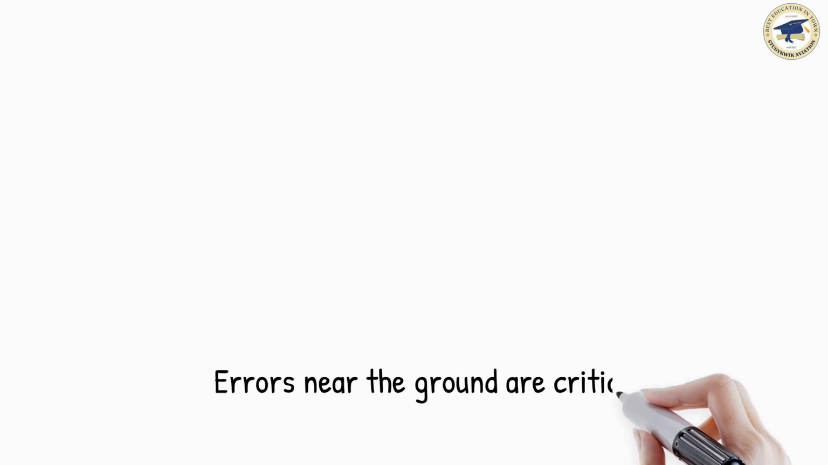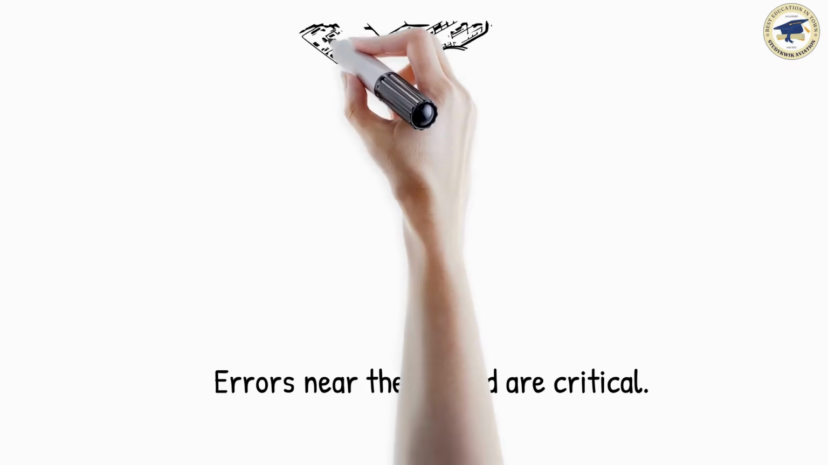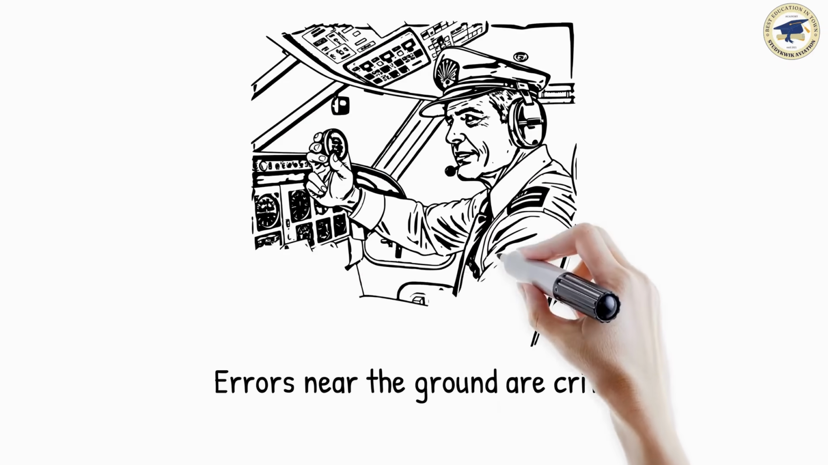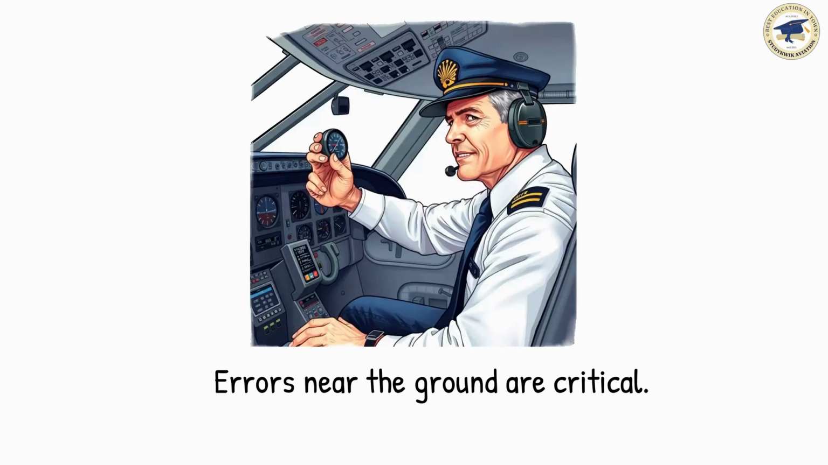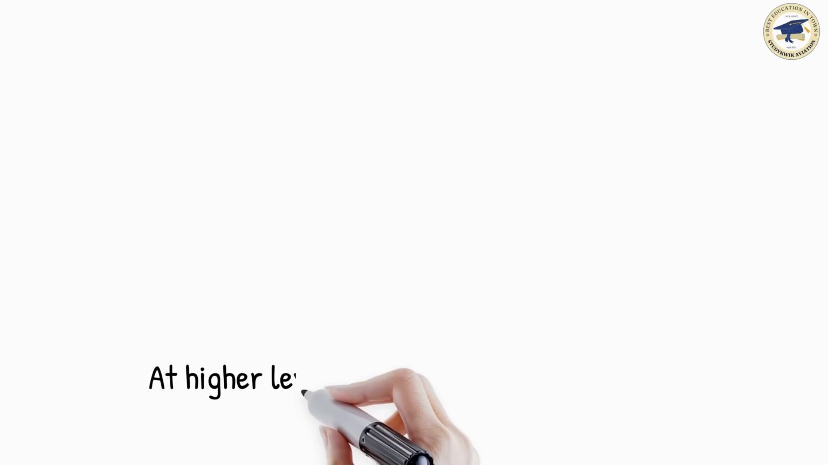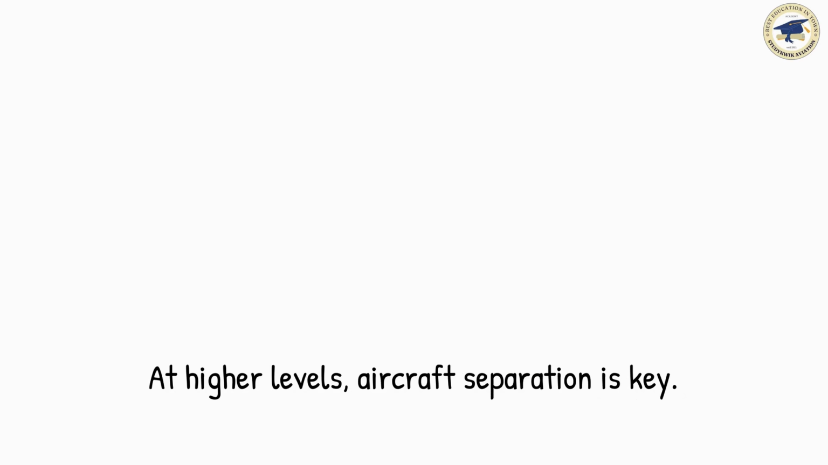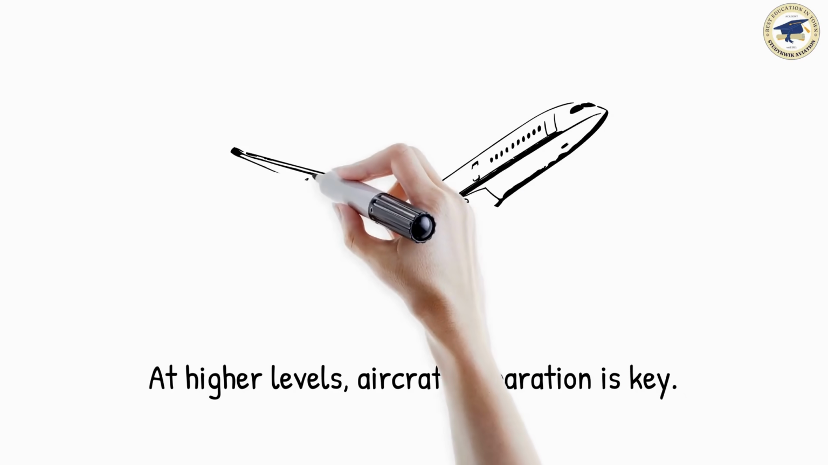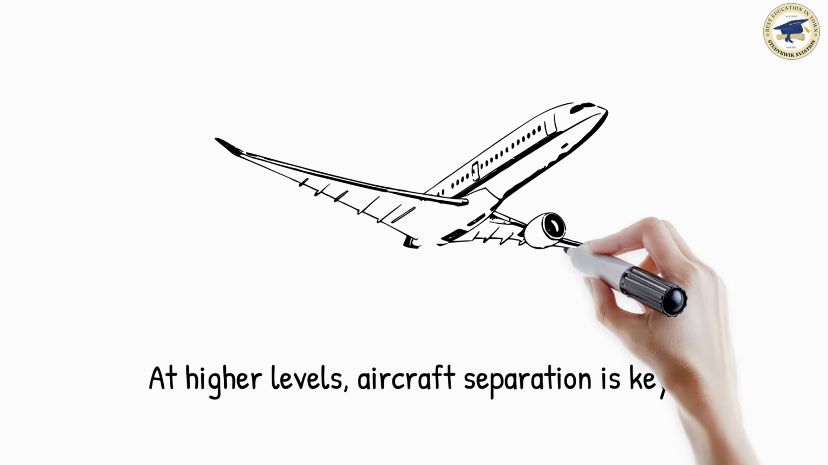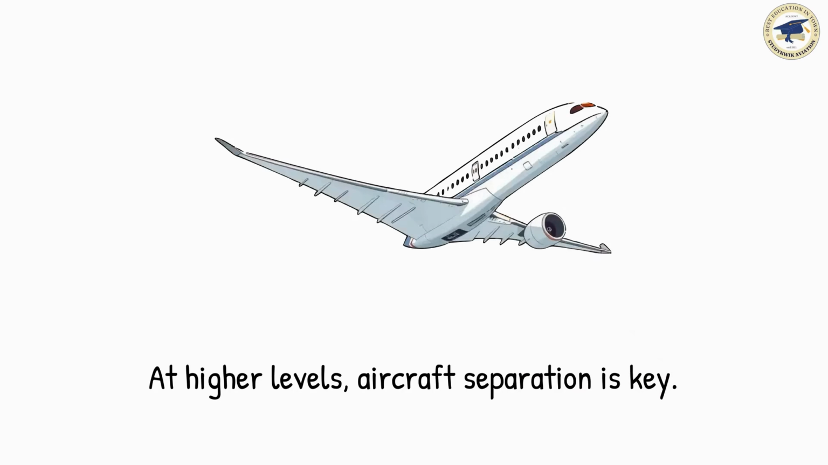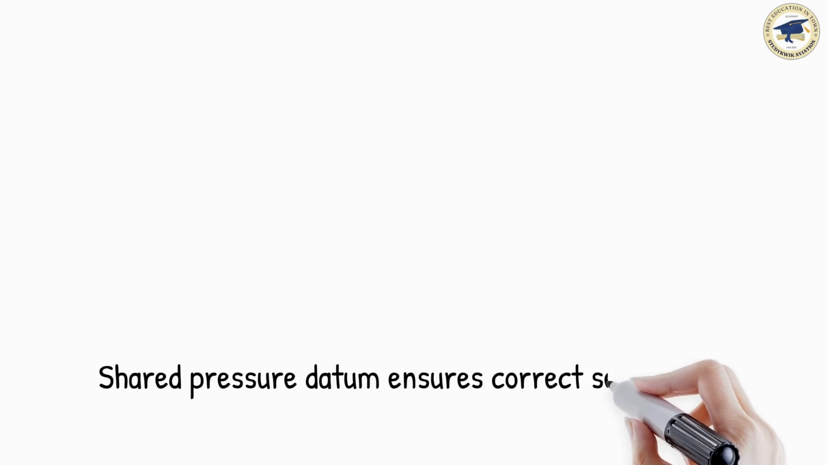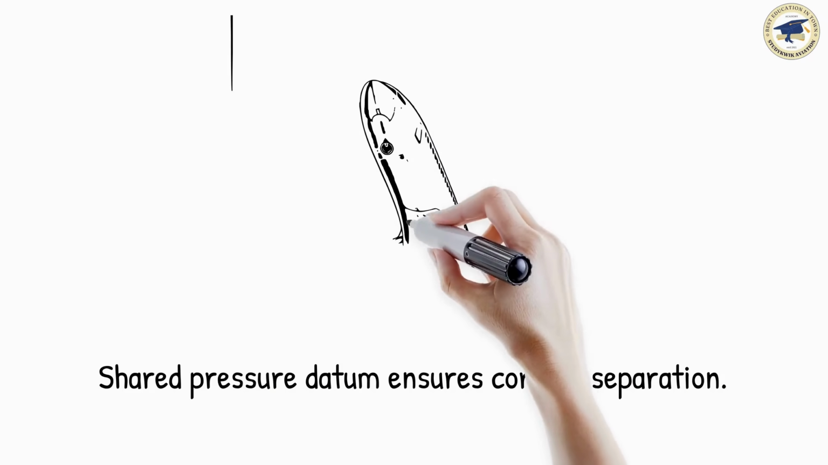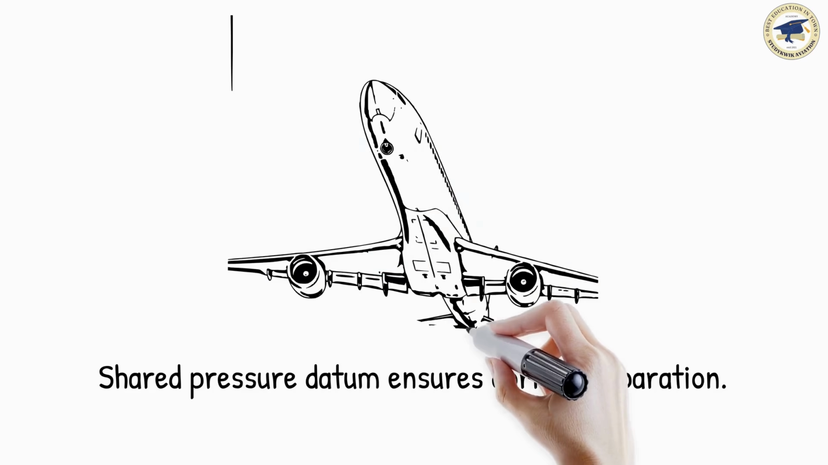Close to the ground, errors matter most. Pilots must set the altimeter to the correct sea level pressure, QNH, and, if needed, apply temperature corrections. At higher levels, safety means separation from other aircraft, not terrain. Here, both pilots use 1,013 hectopascals and fly by flight levels. This way, both aircraft share the same pressure datum, so their vertical separation remains correct even if true altitude differs.